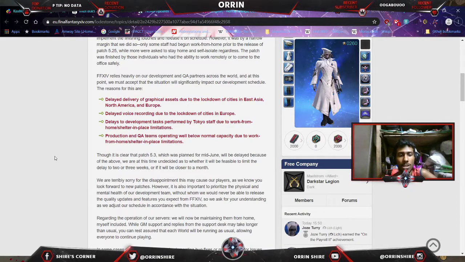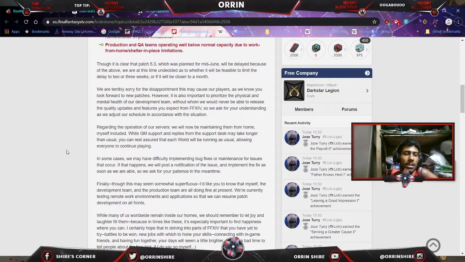And finally, fourth point, production and QA teams operating well below normal capacity due to work from home or shelter in place limitations. Again, same. You do not have all the resources available at your workplace that you can have in your home. So, again, quoting, though it is clear that patch 5.3, which was planned for mid-June, will be delayed because of the above, we are at this time undecided as to whether it will be feasible to limit the delay to 2 or 3 weeks or if it will be closer to a month.